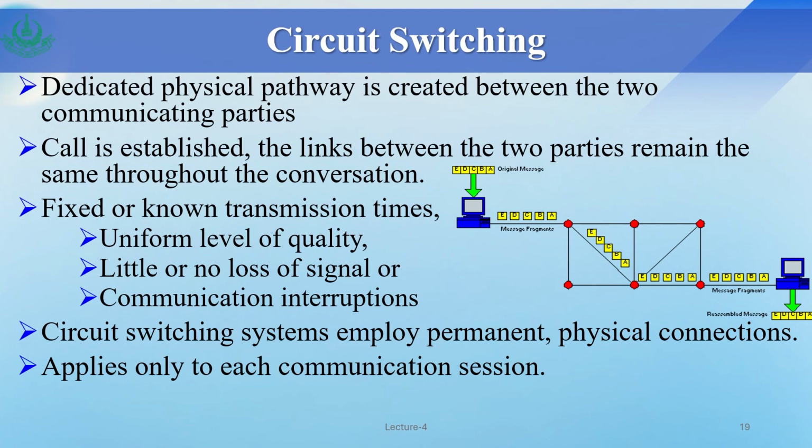A fixed and known transmission time is dedicated for that. A uniform level of quality, little or no loss of signals, and communication interruption is avoided. Circuit switching systems employ a permanent physical connection that applies only to each communication session. When a message is devised by a system, the same message is delivered through a single connected line or channel.